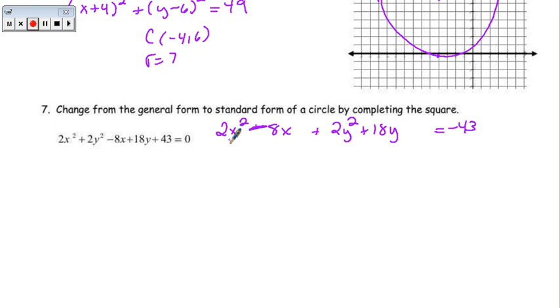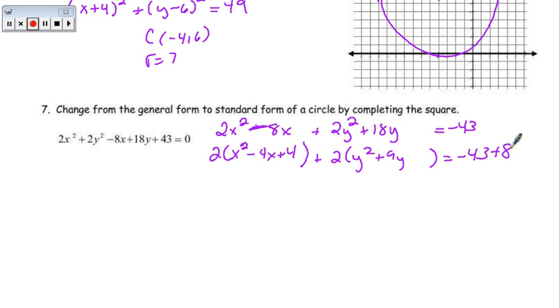So first thing, and I'm going to need it here as well, what I'm going to do is first factor out the 2. So that's going to leave me with x squared minus 4x. Leave a little space to complete the square, factor out the 2 here. Leave a little space. Now we need to be careful here. We're going to complete the square. So we're going to take half of 4, which is 2. 2 squared is 4. So I'm going to add 4 to the left. But I'm not really adding 4. I'm adding 4 times 2. So that is really a total of 8, which is what I need to add over to the right side.